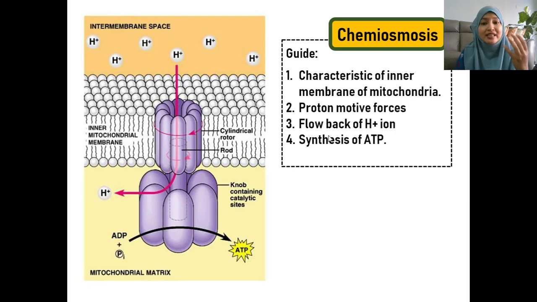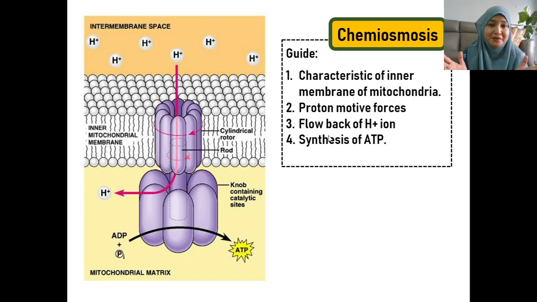The first one is characteristic of inner membrane of mitochondria. How proton motive force can be created. The third one is how H plus ion able to flow back from intermembrane space into matrix of mitochondria. And finally, how ATP can be synthesized.